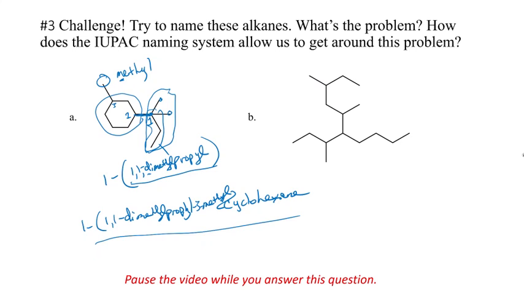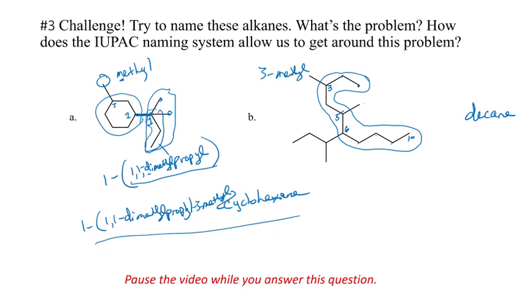All right. Would you agree our longest chain is this? And what have we got there? Well, it looks like this is the short end. 1, 2, 3, 4, 5, 6, 7, 8, 9, 10. So this is a decane. We have a 3-methyl. We have a 5-methyl.